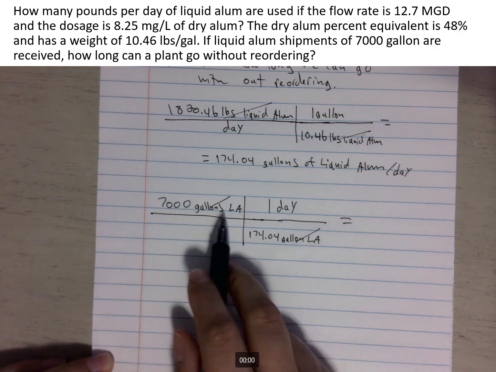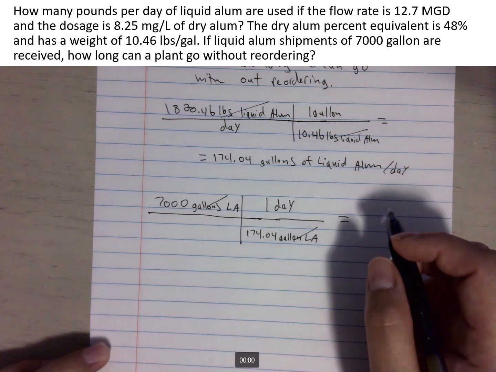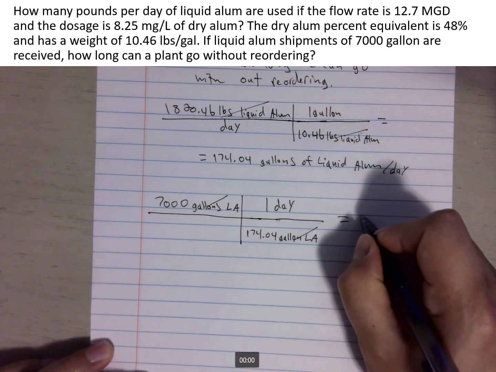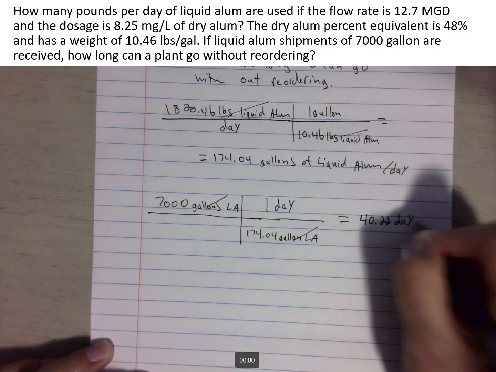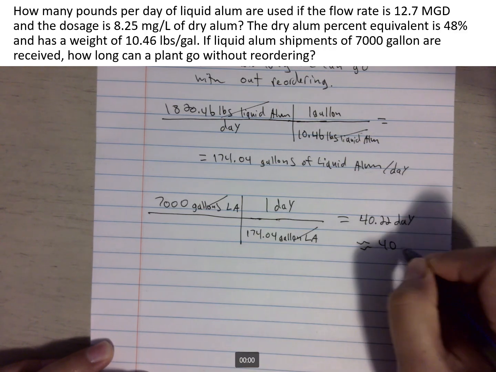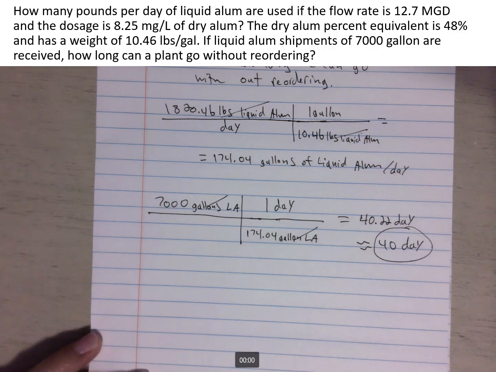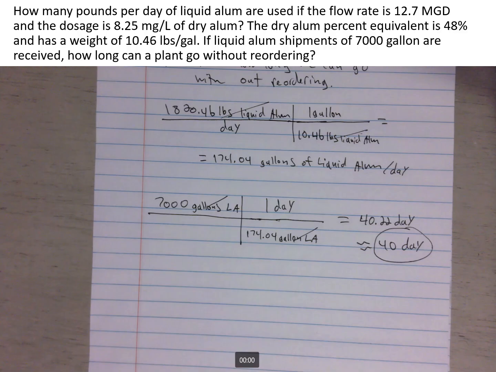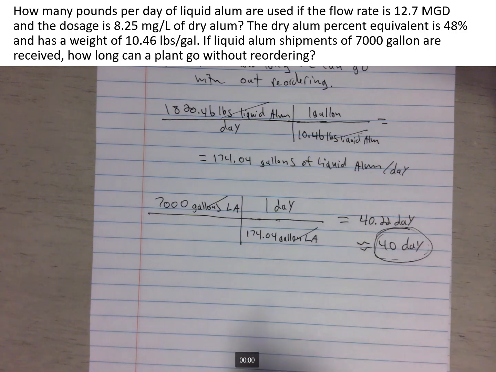So it's 7,000 divided by 174.04, and we get 40.22 days, right? Which is roughly 40 days without reordering, right? So now we have found that last part of the problem statement, right? If we're receiving shipments of 7,000 gallons, how long can the plant go without reordering? Roughly 40 days, right? We have enough supply of that.